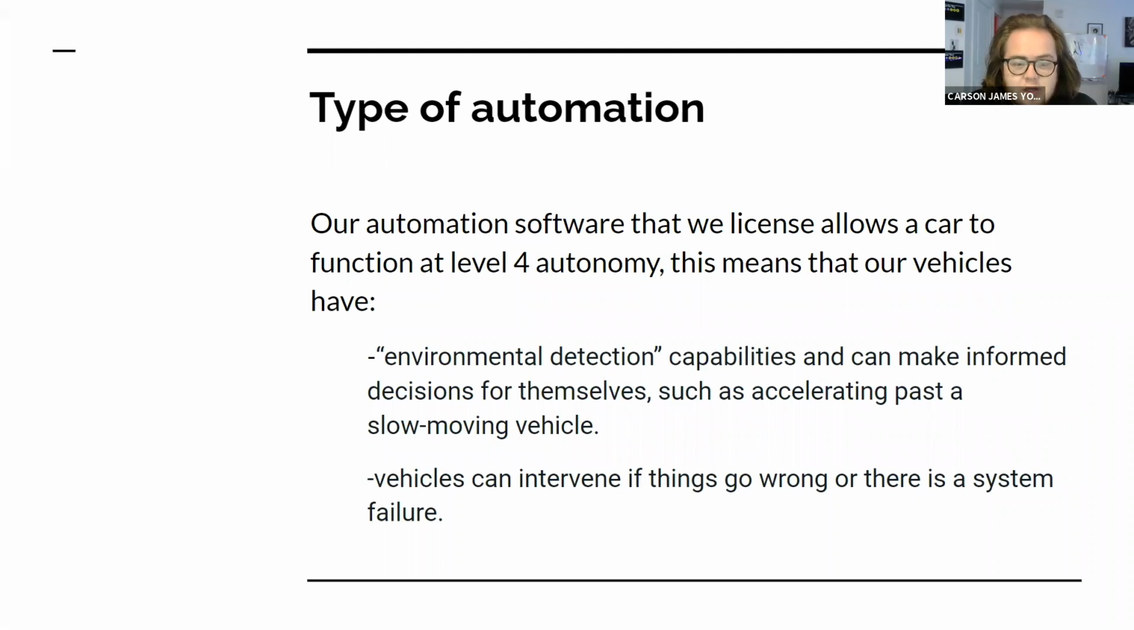Our automation software that we license allows a car to function at level 4 autonomy, which means the vehicles have environmental detection capabilities and can make informed decisions for themselves, such as accelerating past a slow moving vehicle. And if things go wrong or there's a system failure, the vehicle can intervene and help save you. Something like this can be seen currently with things like Tesla self-driving or even Cadillac Super Cruise.